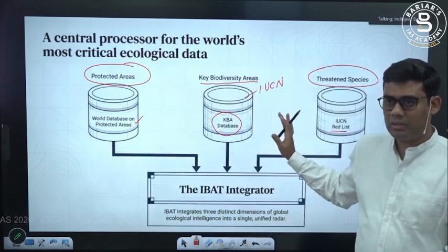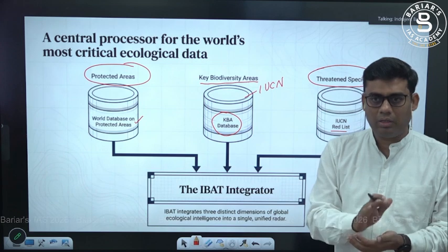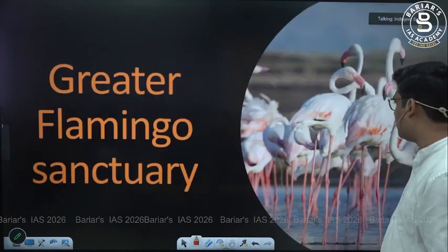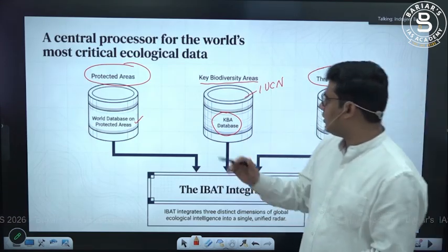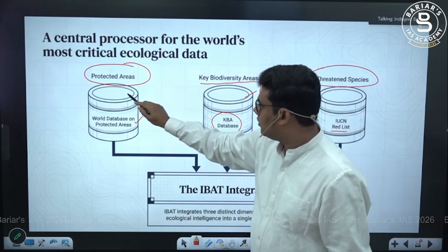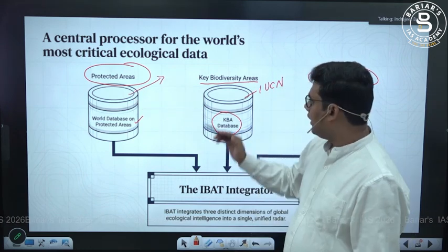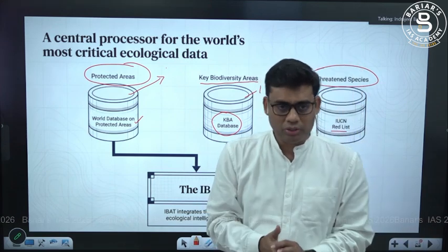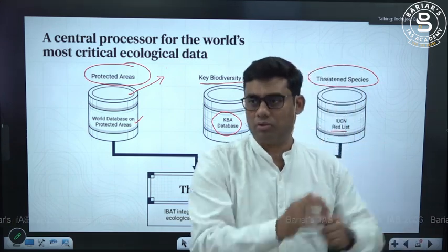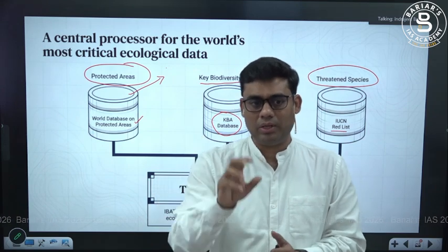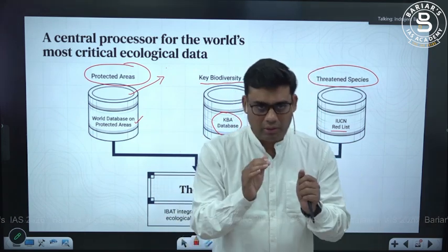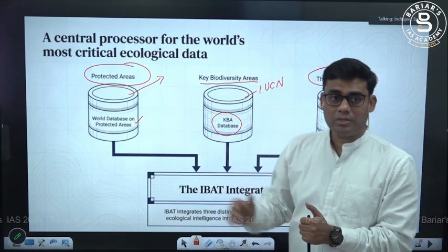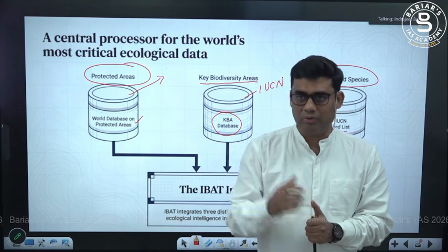These three databases are used in assessing the risk to any particular ecosystem with respect to any development project. So what is the whole idea? First, from this database, you identify whether it is a protected area or not. Say a particular development project is coming up somewhere, let's say in certain parts of the Western Ghats. It will first figure out from this list whether it falls under a protected area or not. Then it will work out its significance with respect to biodiversity.